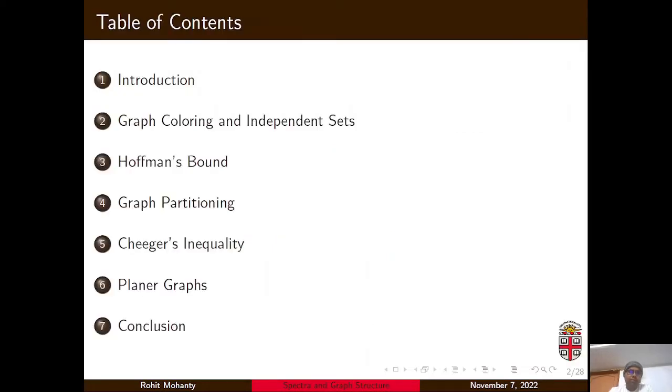So I will begin by introducing some of the basic concepts of spectral graph theory, and then I will talk about some well-known problems about graph structure, which are the graph coloring problem and the independent sets problem. I will then use Hoffman's bound to find the upper bound on the independence number and the lower bound on the chromatic number of a graph.